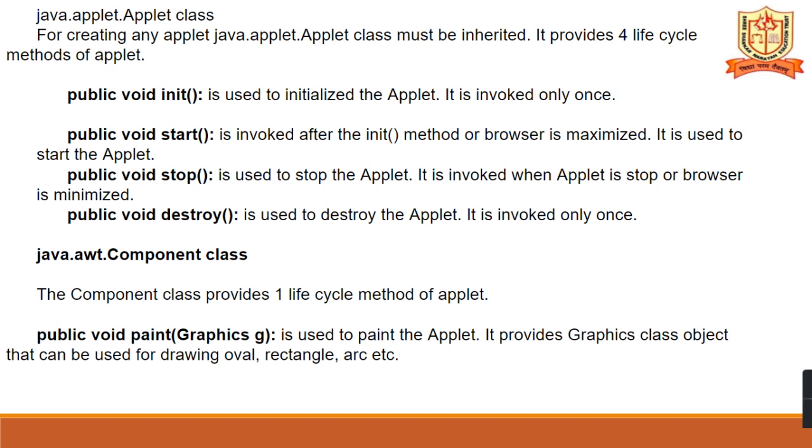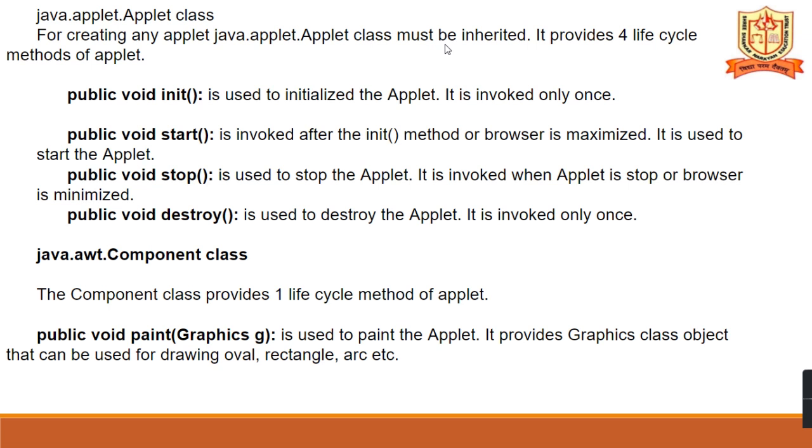So the applet class is present in the applet package. When you are writing Java applet programming, the first thing is you have to import the applet package. Small applet is a package and big Applet is a class. We are supposed to call this package. And for creating the applet, the Java Applet class must be inherited.